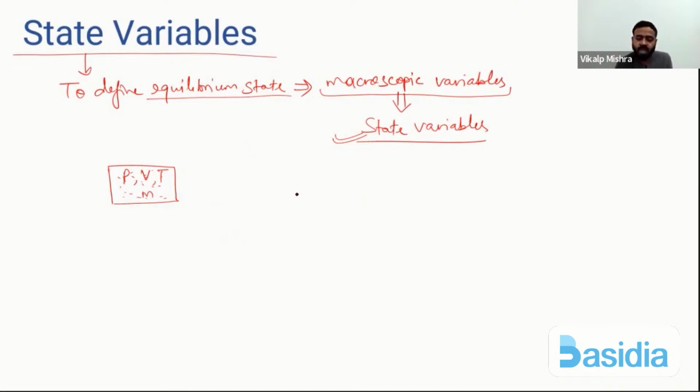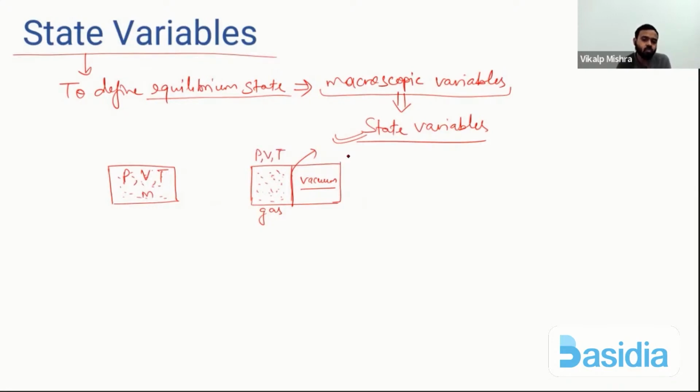Okay, now I will give you one example. Suppose I have a box, or we can say a container. One wall is there in this container, which divides it into two halves. In one half, some gas is filled, and this half is empty, or we can say here it is vacuum. At this instant, this gas will have some fixed pressure, some fixed volume, some fixed temperature.